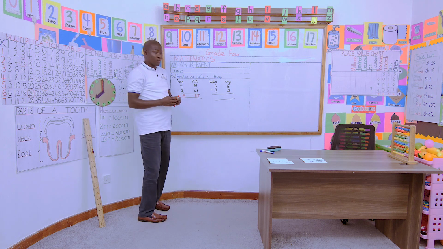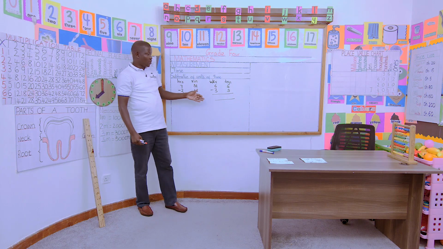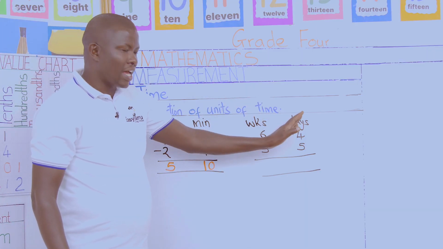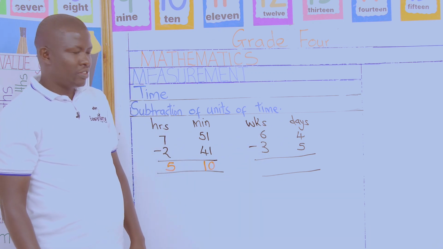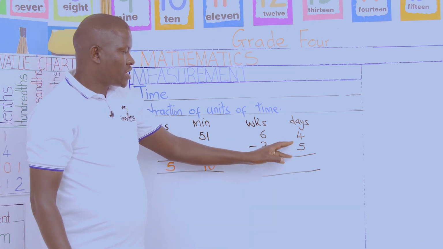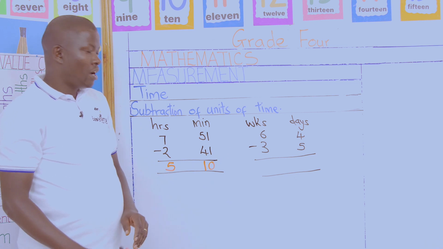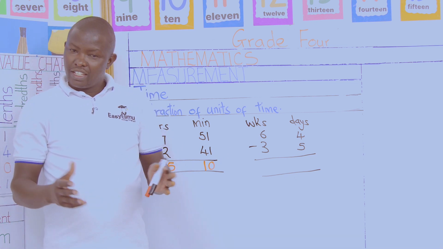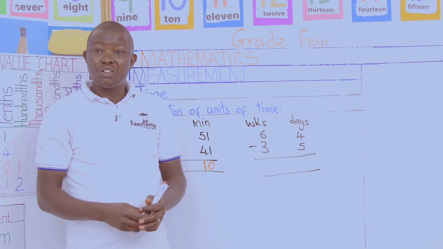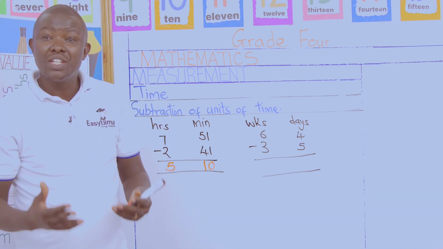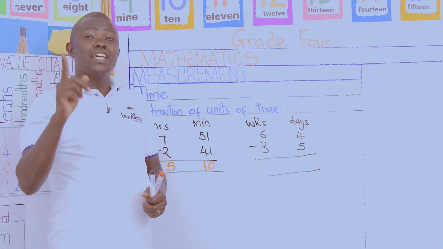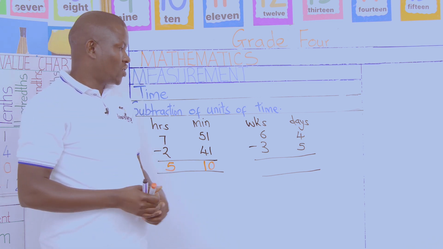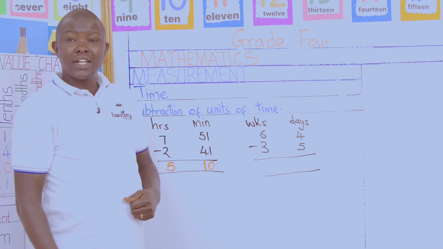Last, in our groups, let us try to solve this one. We always start from this side as we do subtraction. 4 take away 5, 4 days take away 5 days. Is that possible? No, it is not possible. So what should we do? Remember, we did subtraction with single regrouping. So what shall we do?